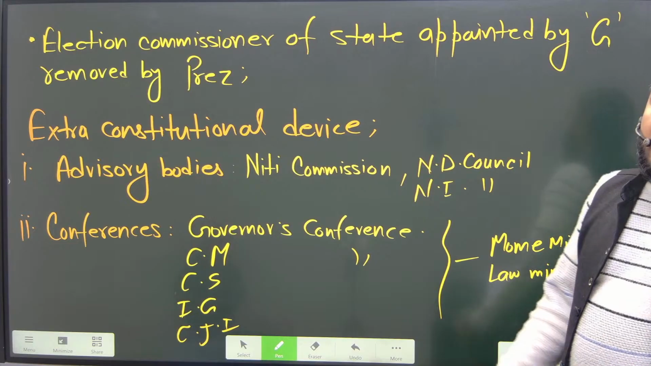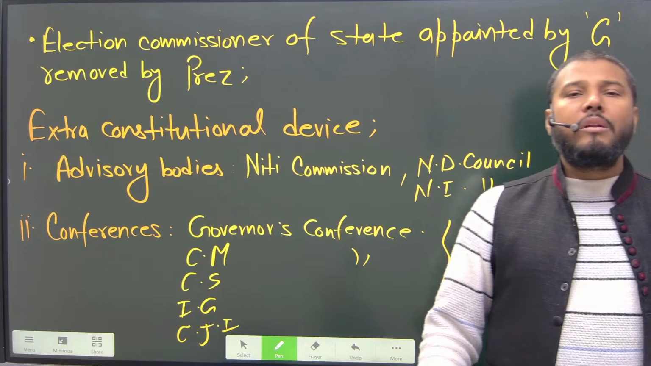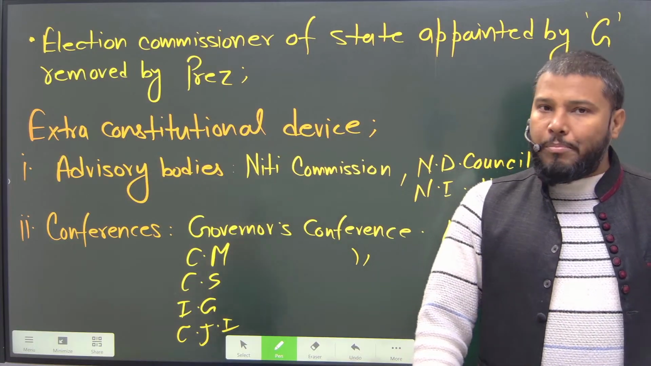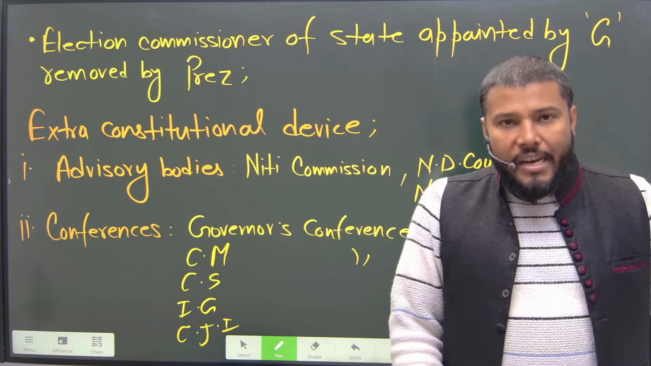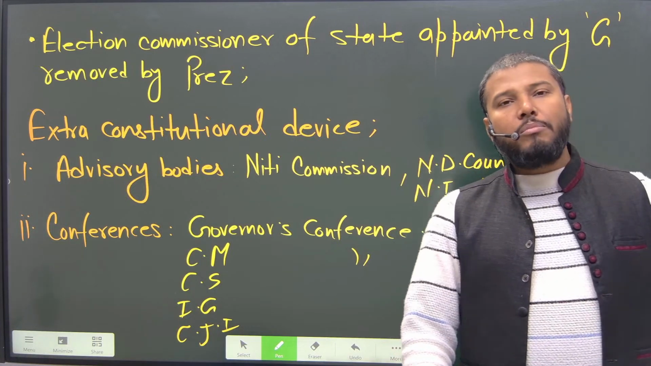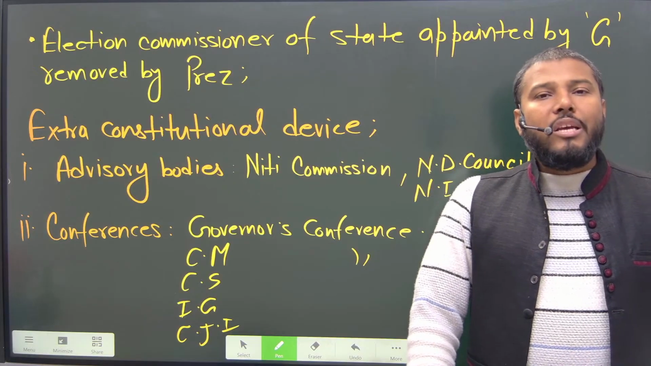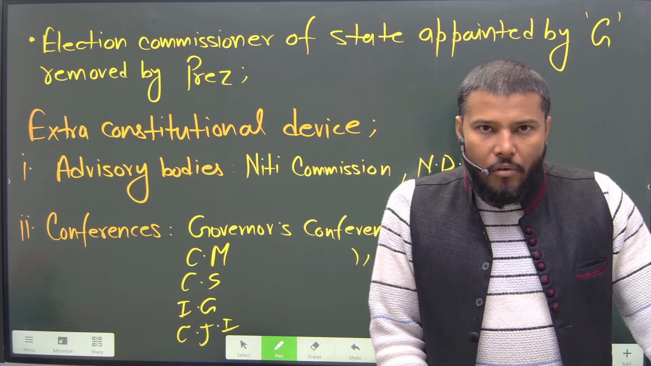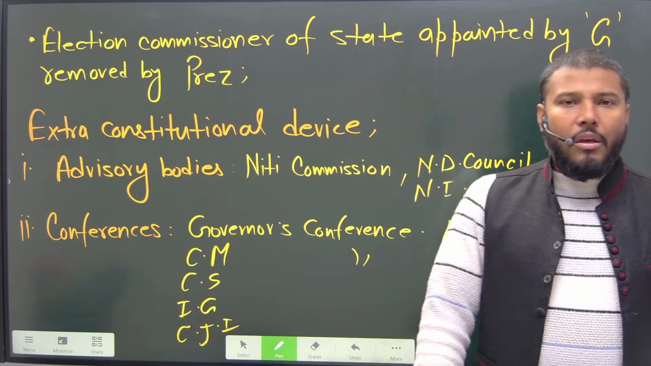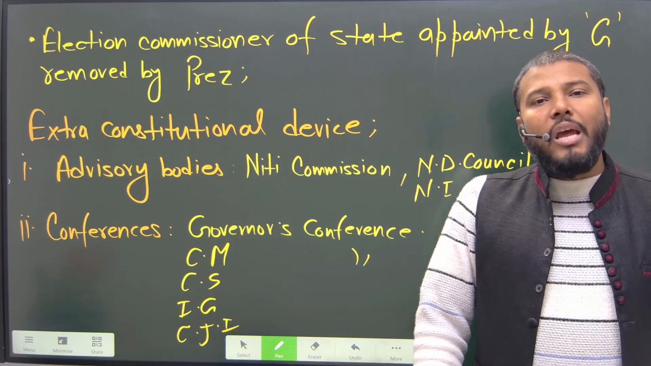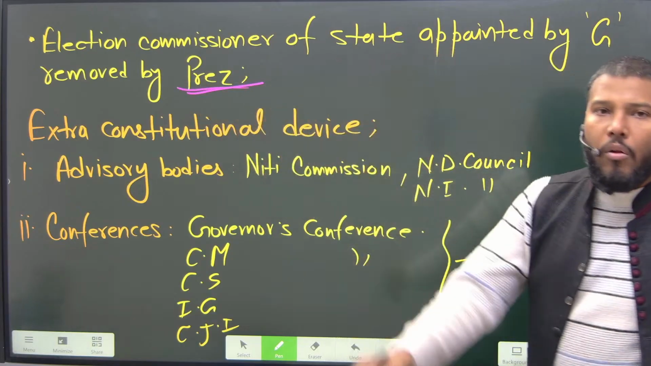Election commission of states, though appointed by the governors, right? Though appointed by the governors, they can only be removed by the president. Try to understand: the state government election machinery is altogether different from the National Election Commission. The election commissioner and the chief election commissioners of the state shall be appointed by the governors, but shall be removed only by the president. Be clear, they will be removed only by the president.